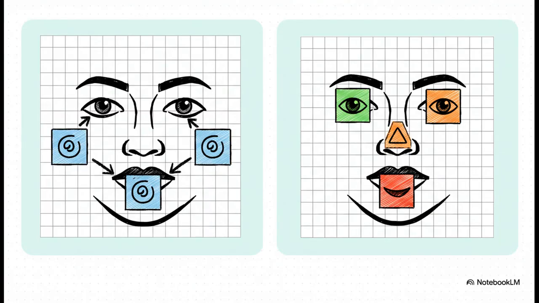I mean, what if the location of a feature really does matter? Think about recognizing a face. You expect to find a mouth in the bottom half, right? A standard convolution uses the same mouth detector everywhere, which is kind of wasteful.